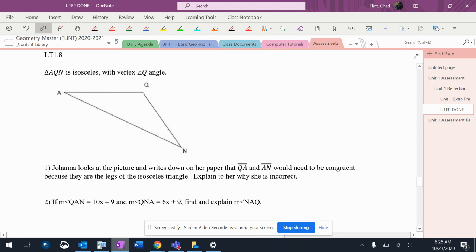So we got a triangle here. If I look up at the top, it says I got an isosceles triangle. All right, I'm just going to underline it, trying to keep the highlighters for when I'm doing stuff. Isosceles triangle, vertex angle Q. So I can right away go ahead and say, well, that's a leg, and that's a leg. And that's a base angle, and that's a base angle.